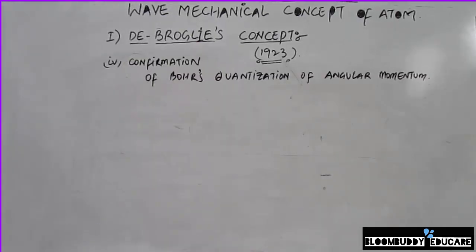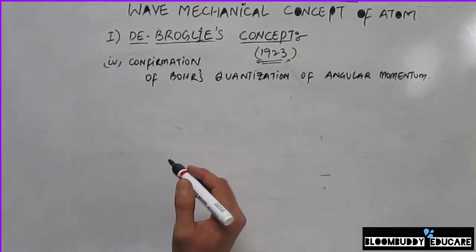Moving to the fourth part of our wave mechanical concept of atom by de Broglie, we'll be looking at how Bohr's quantization of angular momentum was confirmed by de Broglie's equation. Bohr's principle of quantization of angular momentum of a moving electron can be derived by using de Broglie's concept of wave nature of electron. So how it is done, we'll see.